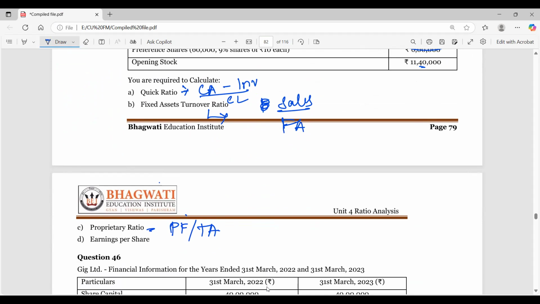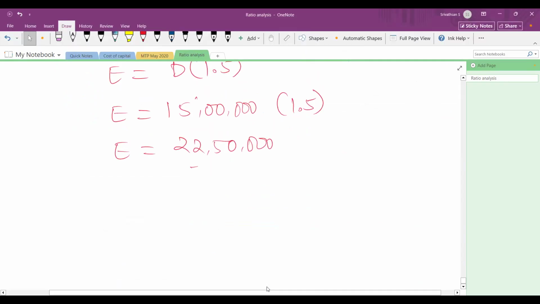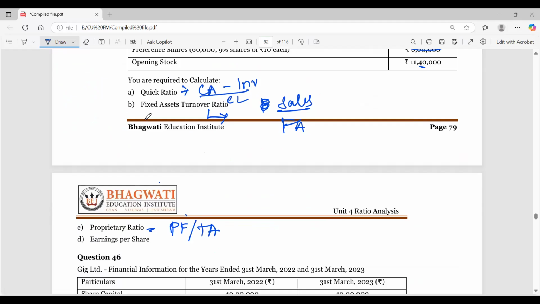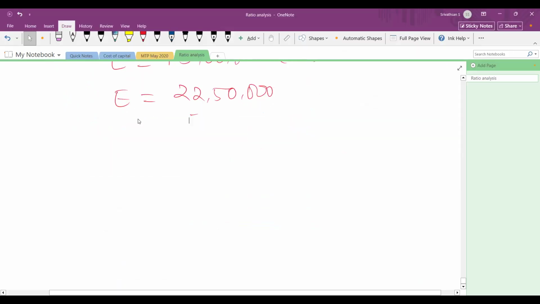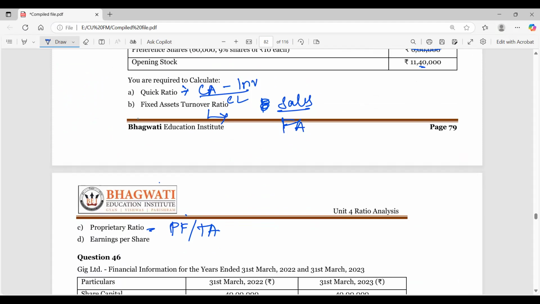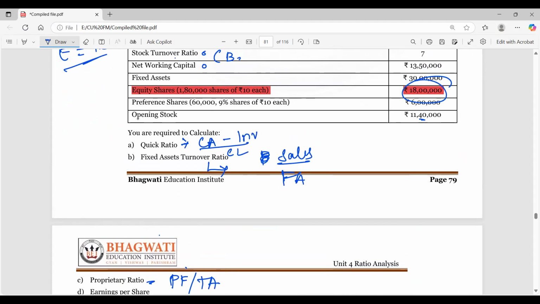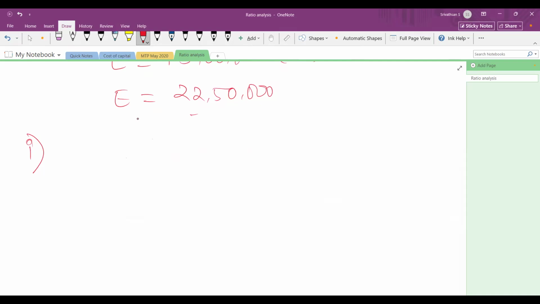Now we have all the relevant information for calculating the ratios. So let's calculate it. First, quick ratio. So it will be 22 lakh 50,000 divided by 10, assuming face value of one share is 10. We will take 2 lakh 25,000 as the number of outstanding shares. First, quick ratio, the formula is current asset minus inventory by current liability.